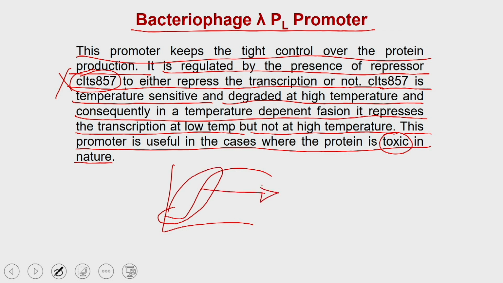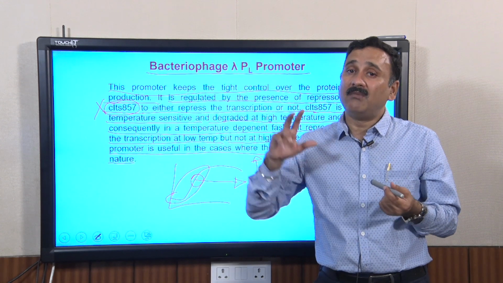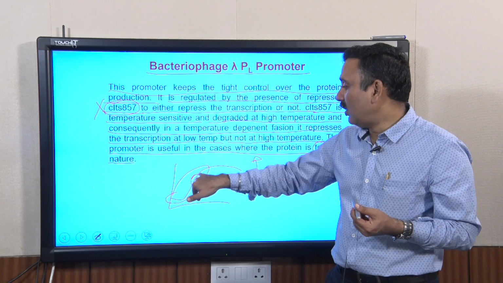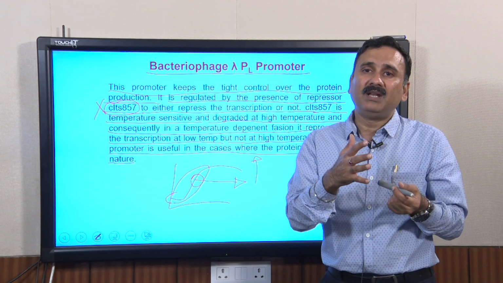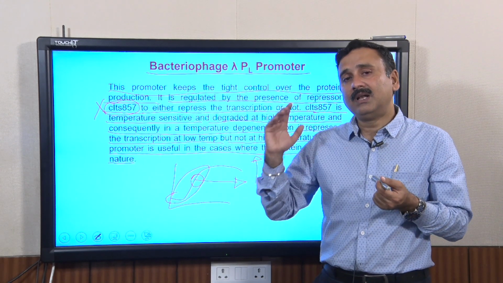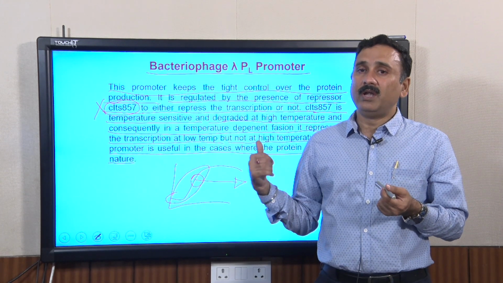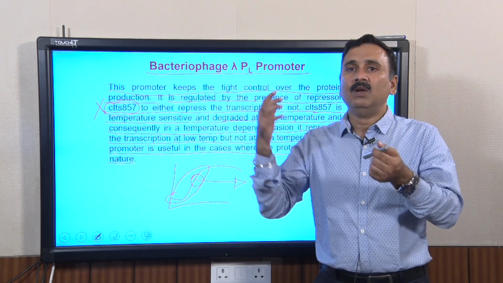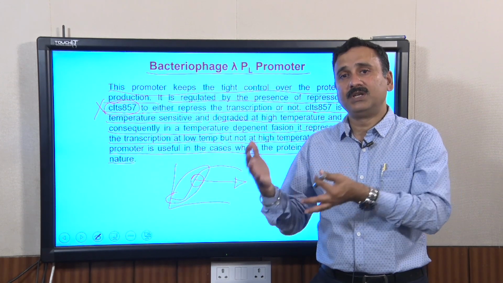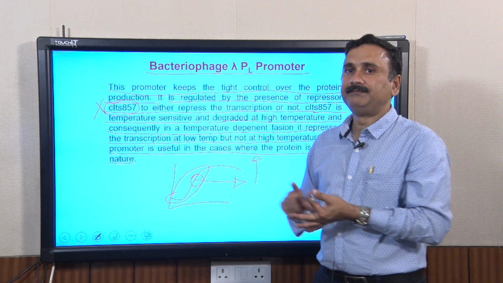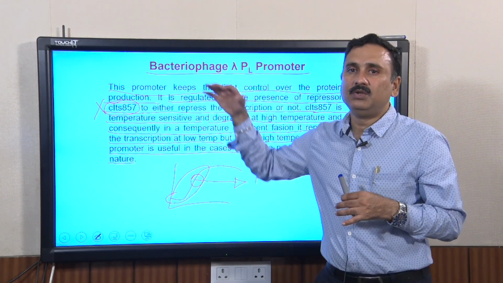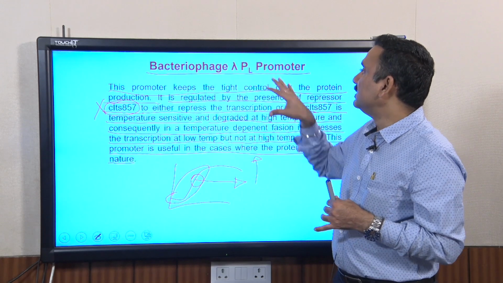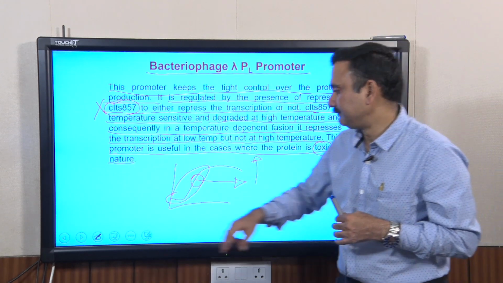Once it reaches the log phase, you increase the temperature, and even if at this stage the bacteria die, it hardly matters, because the number of bacteria you have in the log phase is way more than the number you have in the lag phase. The bacteria will die, but they are going to produce this toxic protein, which you can collect later and use for downstream applications. That is how you can exploit the bacteriophage lambda PL based promoters.